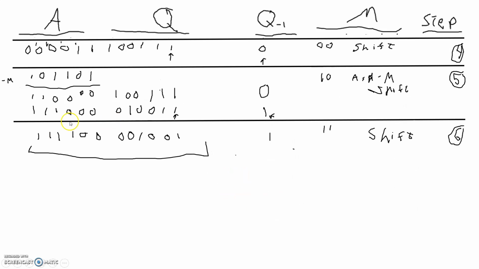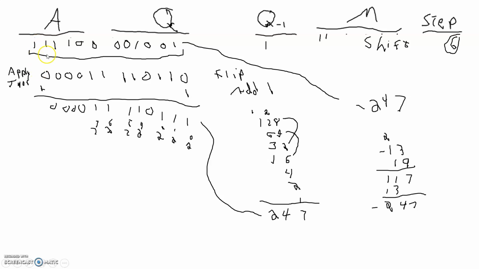So again, after the result of step 6, if we have 6 bits, there are 6 steps, 4 bits, 4 steps, 32 bits, 32 steps. The result of the last step, the A is the upper bits, the Q is the lower bits. So for 6 bits times 6 bits, we have 12 bits. The upper 6 being A, the lower 6 being Q. Since the leftmost bit is 1, that's negative. And so what I just did is applied the 2's complement, flipped the bits, added 1. And so this piece right here represented our 247, which means that this number here is negative 247.